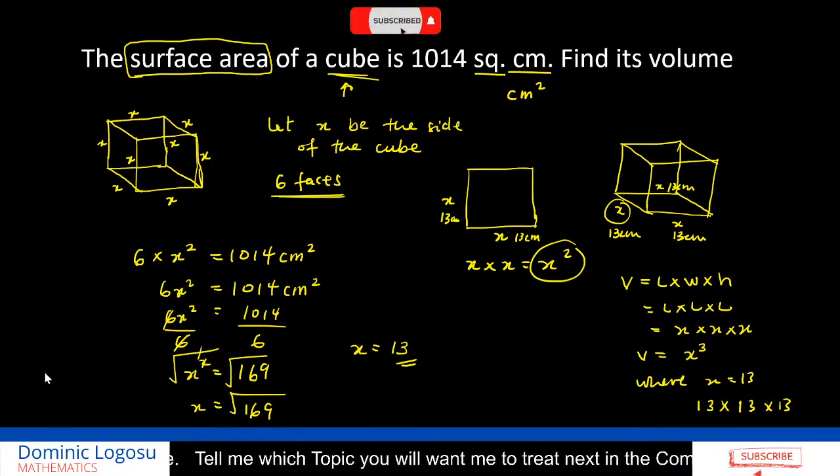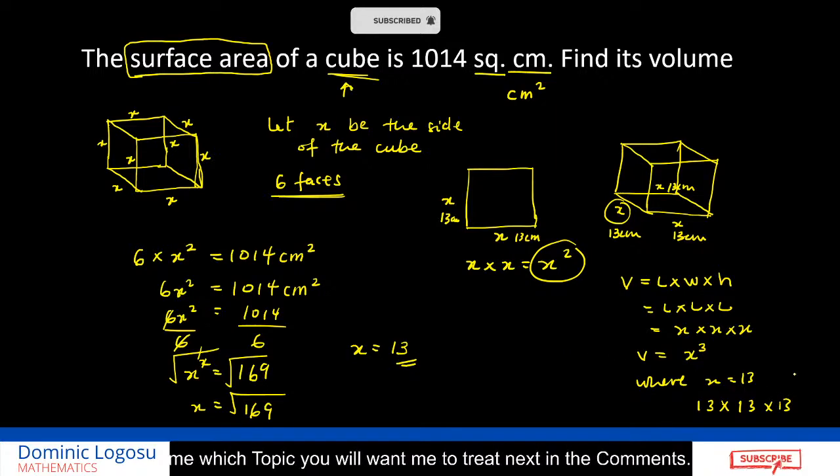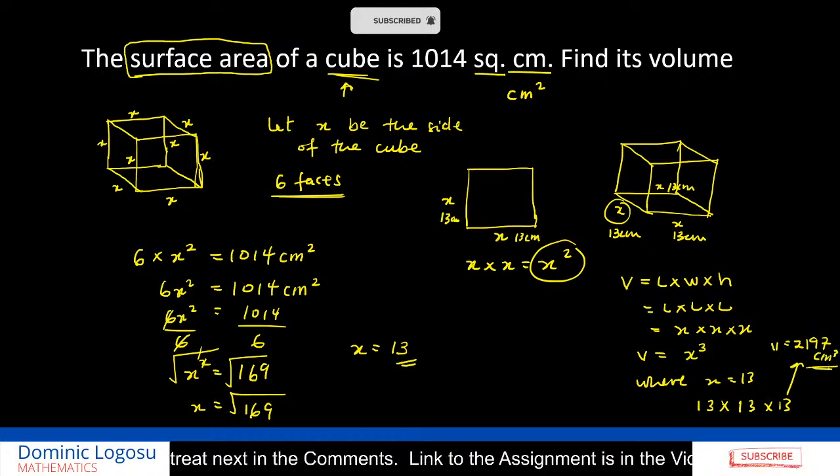Okay, so if you are dealing with volume, then it basically means that it's going to be 2197.97 centimeter cube, because volume is equal to cube. Brendan, thank you very much for that answer. So basically, this is how you should go about it.